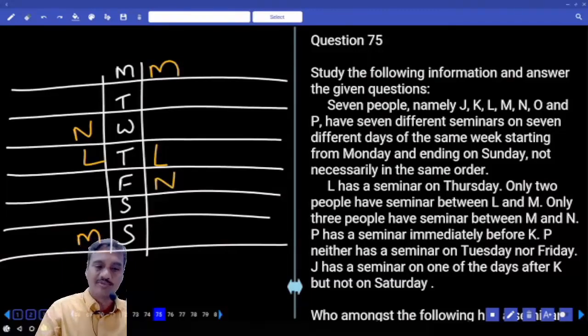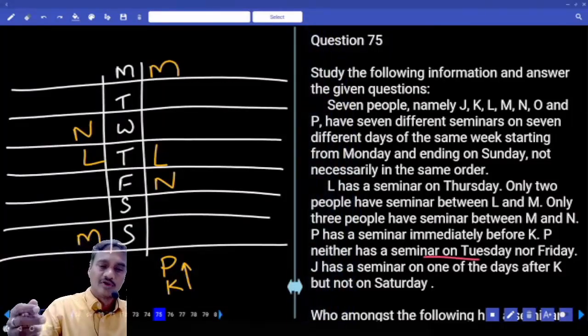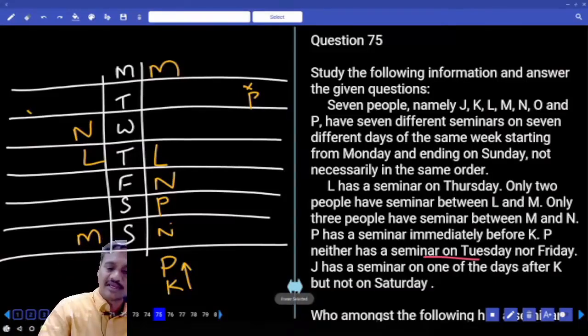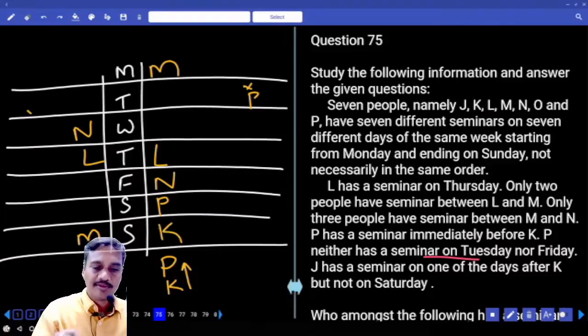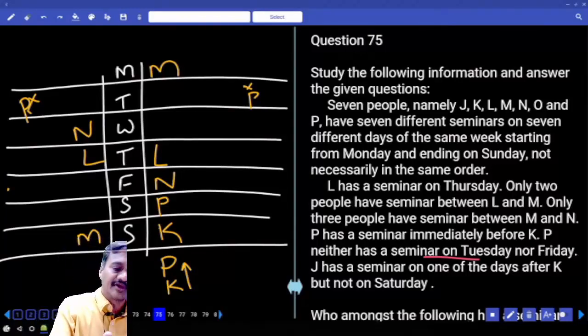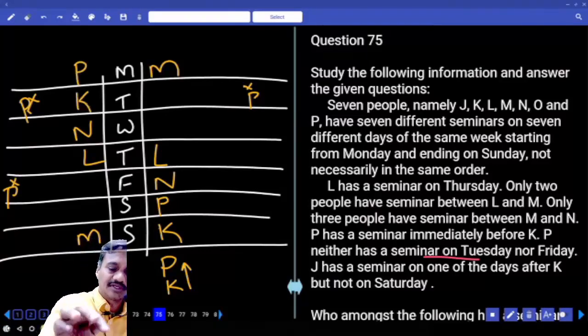P has a seminar immediately before K. Now P is immediately before K, P and K. And next one, P neither has a seminar on Tuesday nor Friday. Now P neither on Tuesday nor Friday, P cannot be at this place. Hence P and N must be here. And here P cannot be seminar on Tuesday nor on Friday. Hence P and K. P and K were like this. And in the same way, P cannot have a seminar on Tuesday and next one nor Friday. Hence P cannot be here as well. The other possibility remains, and P must be on Monday. P is here, K is here.